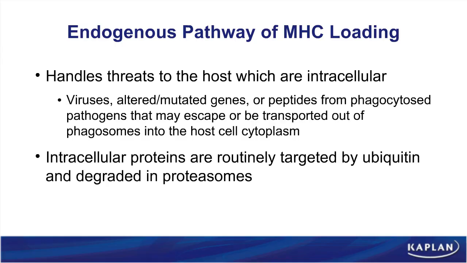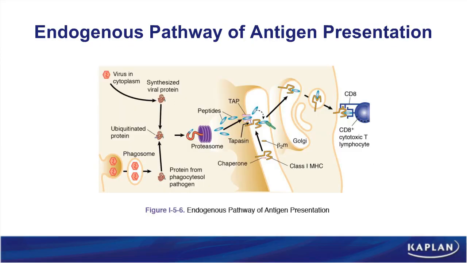Intracellular proteins, regardless of where they come from, are degraded and targeted by ubiquitin and then degraded in the proteasomes. And it's these peptides, regardless of where they come from, that can be loaded up onto the class 1 molecule. So let's walk through the endogenous pathway of antigen presentation. We're going to use a virus as an example.